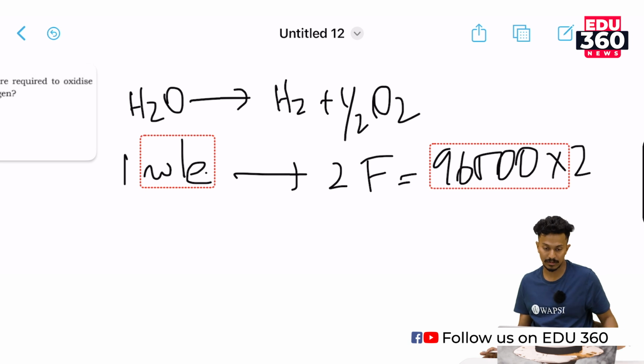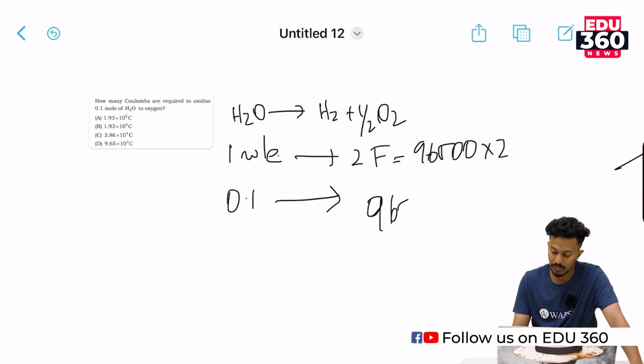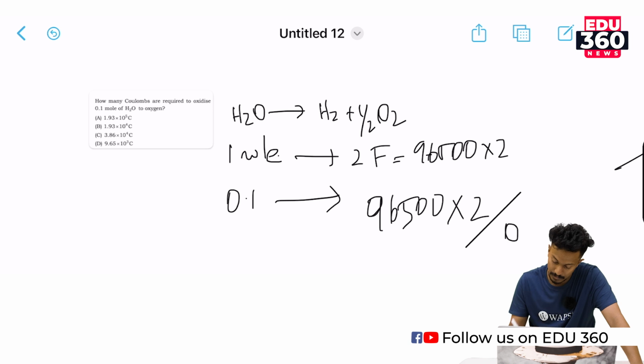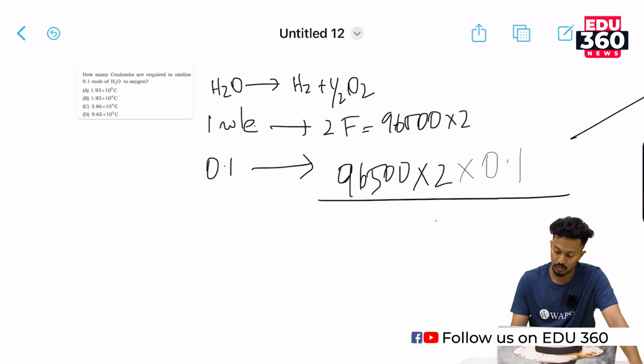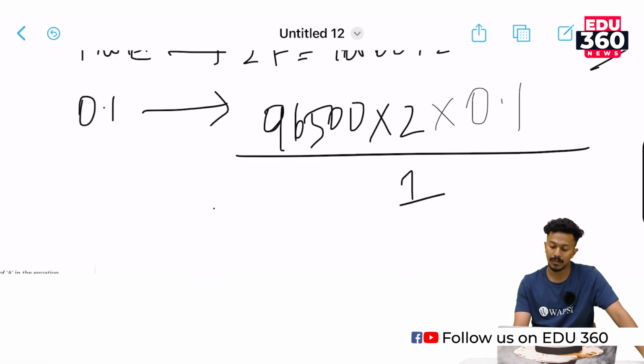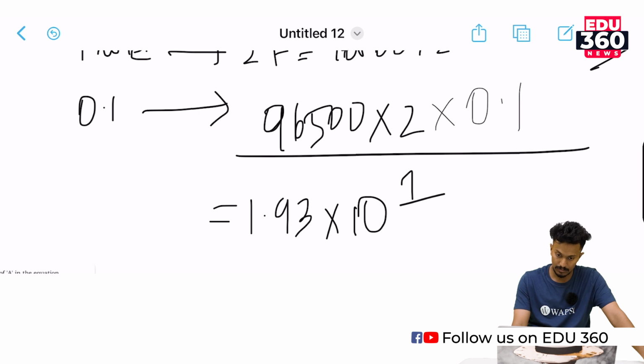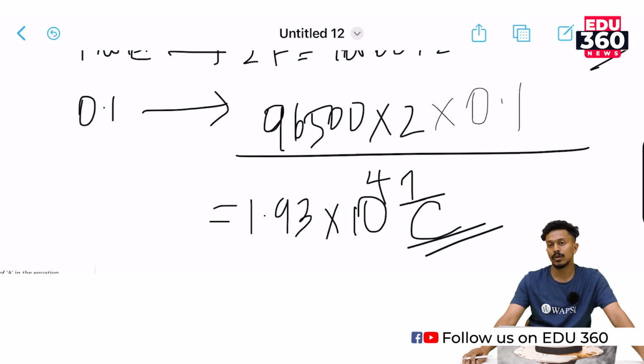You know Faraday's law, yes. And 0.1 mole of this substance needs 96500 into 2 into 0.1 divided by 1. Is it right? Yes. The answer is 1.93 into 10 raised to 4 coulomb, where the unit of Faraday is used.